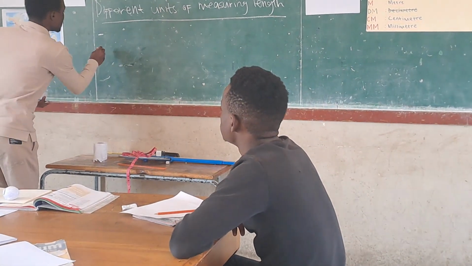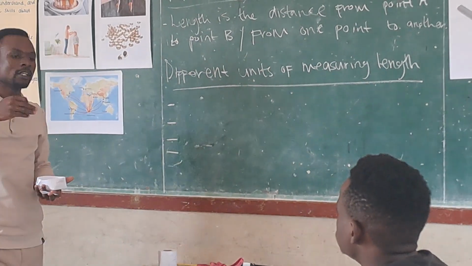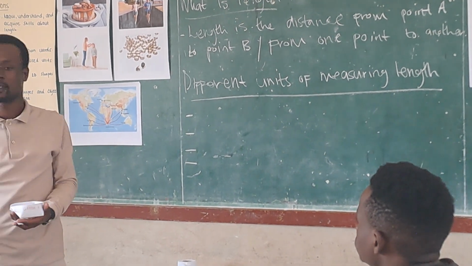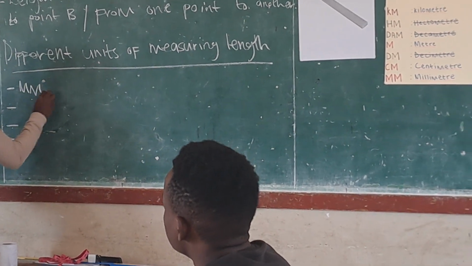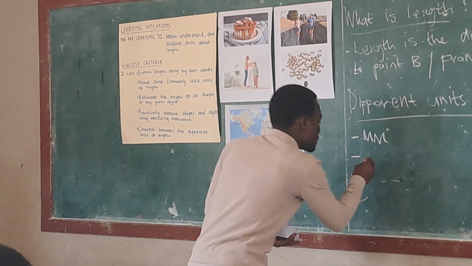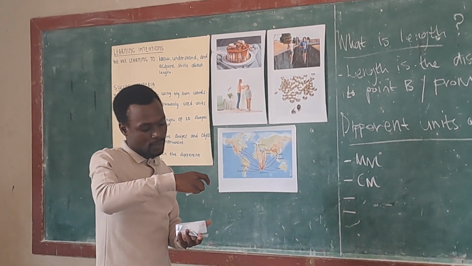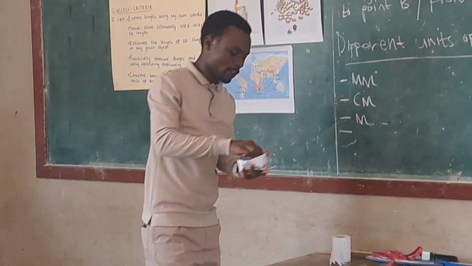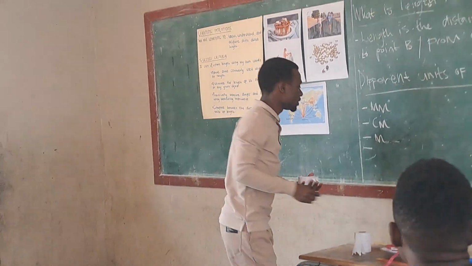Centimeter. Let us call them out according from the smallest one up to the biggest one. The first one, the millimeter. The second one, centimeter. The third one, meter. Then the fourth one, kilometer.